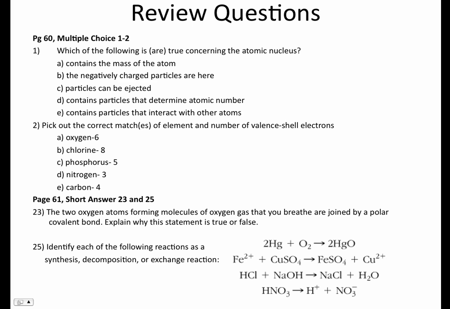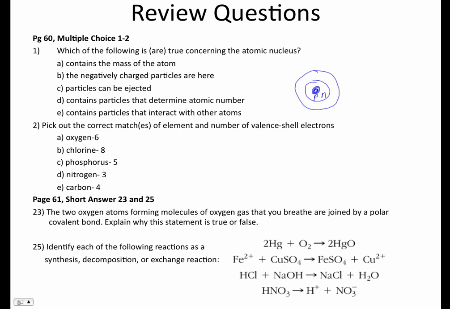Okay, number 1, which of the following is or are true concerning the atomic nucleus? Let's first draw out our nucleus and what we know about the atomic nucleus before we answer the question. So here's our atomic nucleus. What do we have in here? Well, we have the protons and we have the neutrons.